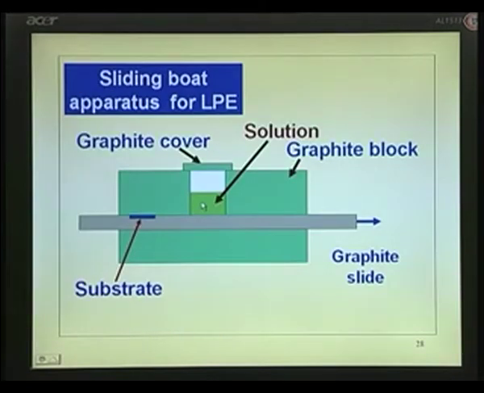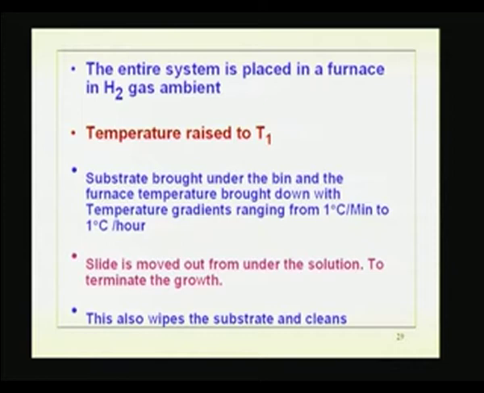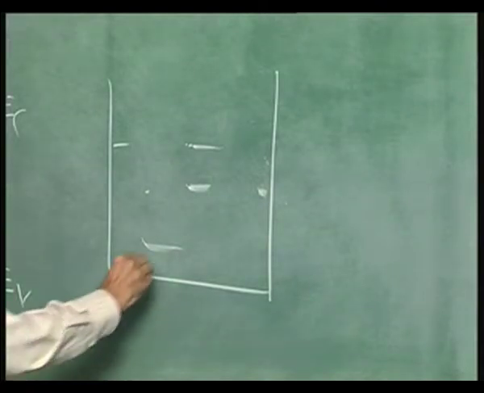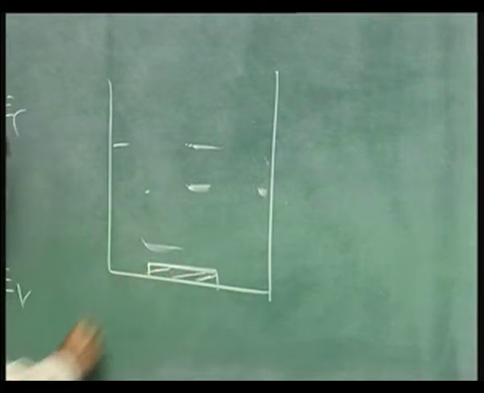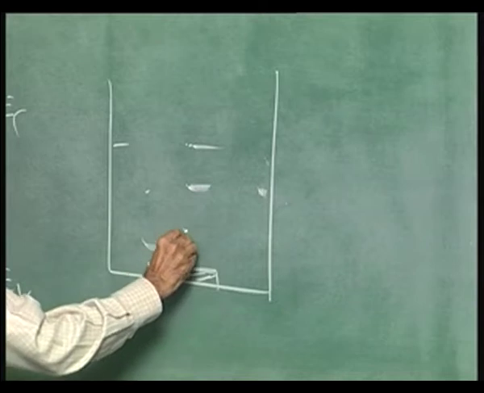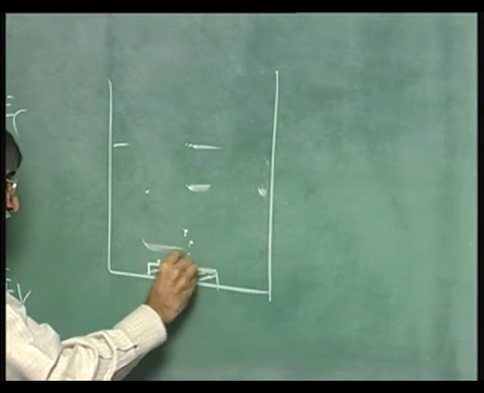So, what you do is this: the statement made there, substrate is brought under the bin, means that this graphite slider is pulled, so that the substrate comes in contact with the liquid. Now, ultimately what you achieve is, where the liquid solution gallium arsenide is there, it is as good as placing this substrate below that. So, slightly reduce the temperature, then you have the solid particles which ultimately come, and you get the epitaxy.